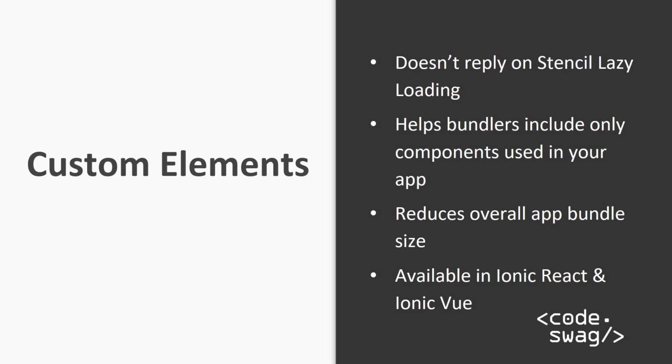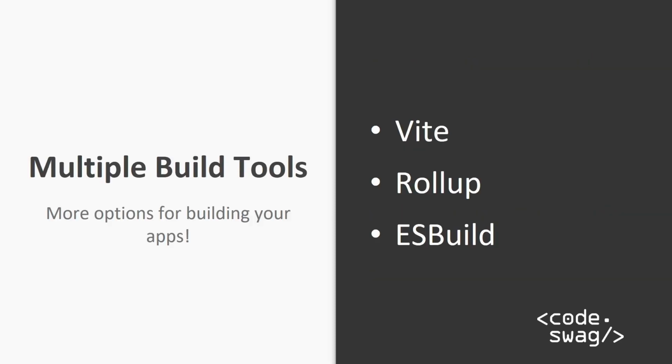The Custom Elements build is available immediately in Ionic React and Ionic Vue and will be rolled out in Ionic Angular in a future release. As an added bonus with regards to tooling, Ionic 6 is usable with tools such as Vite, Rollup, and ESBuild, giving developers even more options for building their apps.